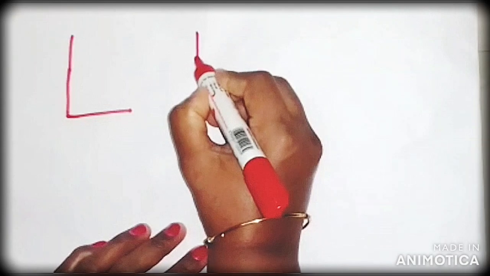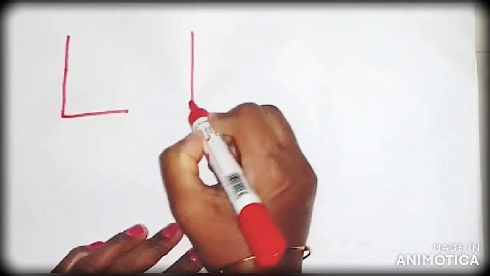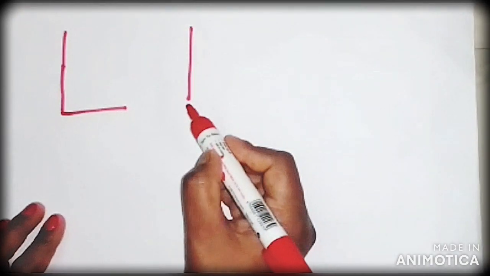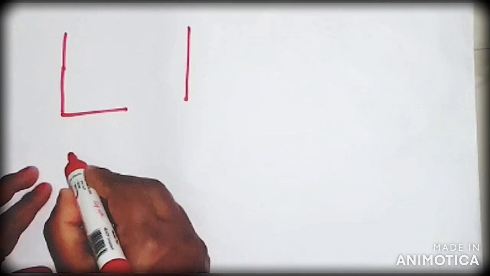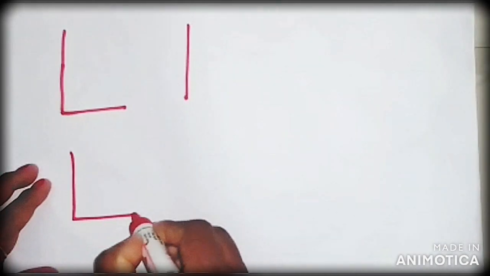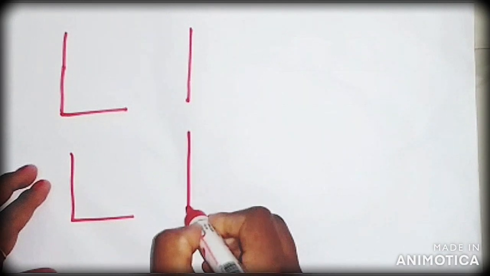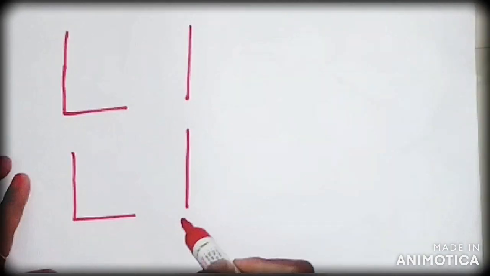Small l is very simple to draw. Just draw a standing line. This is small l. Once again, capital L, small l, capital L, small l.